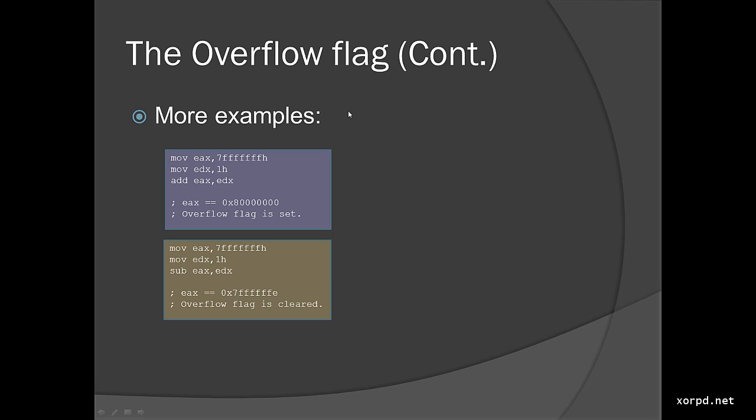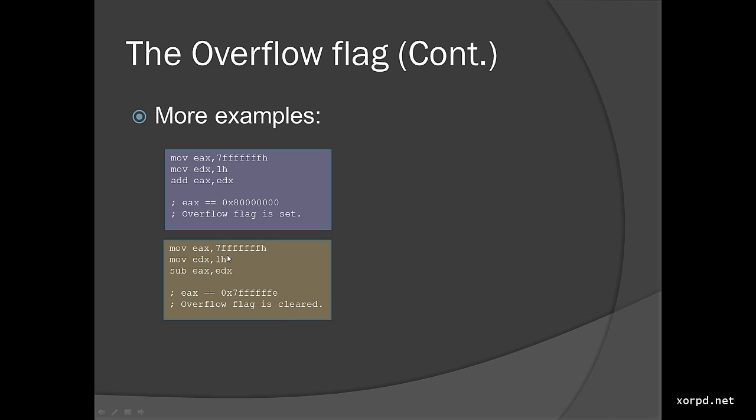Let's look at a contrasting example. Here we subtract those two numbers. We have this number, 7 followed by 7 F's, and again the same number as before, 1, stored inside EDX, and then we subtract those two numbers. We subtract 1 from 7 followed by 7 F's, and the resulting number is 7, then 6 F's, and then E. This time the overflow flag is cleared. Why is that?